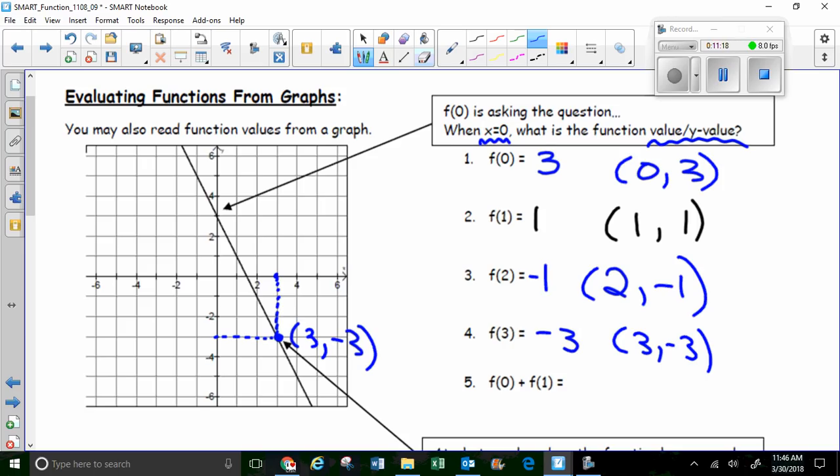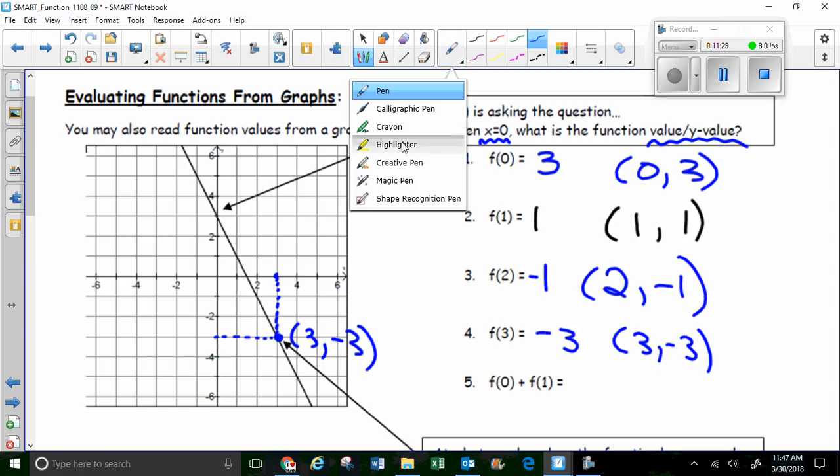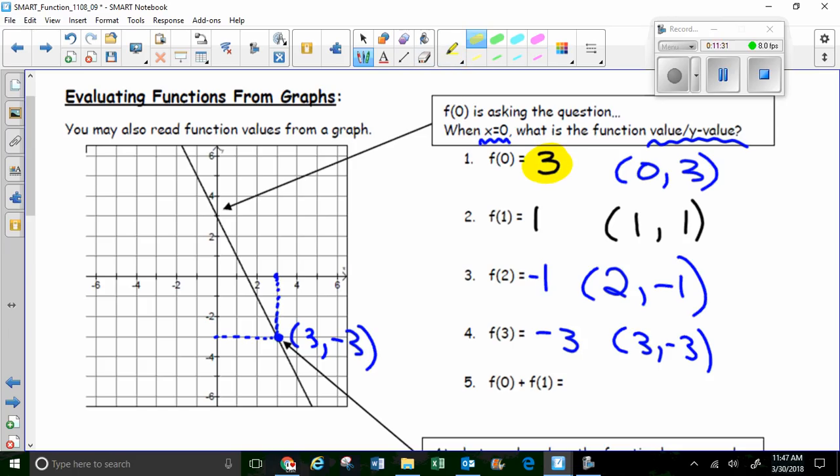Number 5 looks weird, but it's really just asking you to add two numbers together. Because f of 0 is the y value when x is 0. So what is f of 0? Well, remember, we actually figured that out already. f of 0 is 3, and f of 1 is 1. So essentially, all they're asking you to do is add 3 plus 1, and so that is 4.